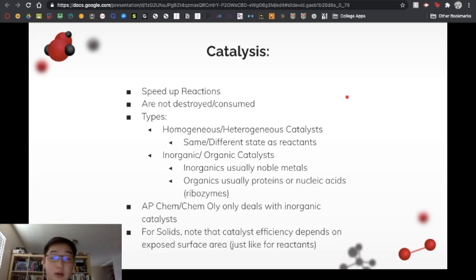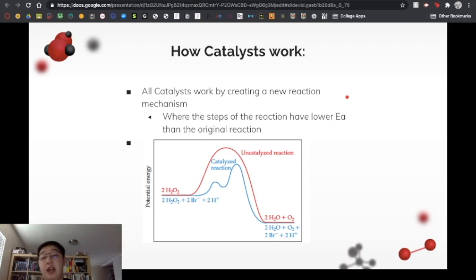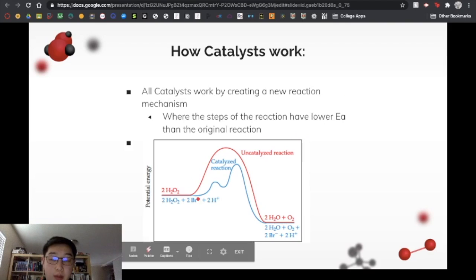of carbon. So catalysts work by creating a new reaction mechanism where the steps of the reaction have a lower overall activation energy than the original reaction. Here you can see a graph of it, and in blue you have the catalyzed reaction, where you have 2 steps, but both of those have a lower activation energy than the overall reaction up here, which is why they speed up reactions.